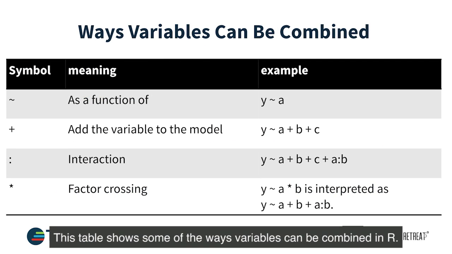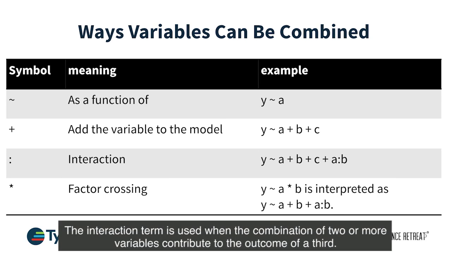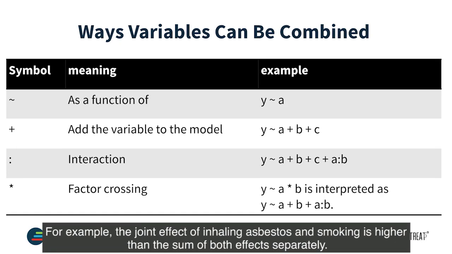This table shows some of the ways variables can be combined in R. The interaction term is used when the combination of two or more variables contribute to the outcome of a third. For example, the joint effect of inhaling asbestos and smoking is higher than the sum of both of those effects separately.